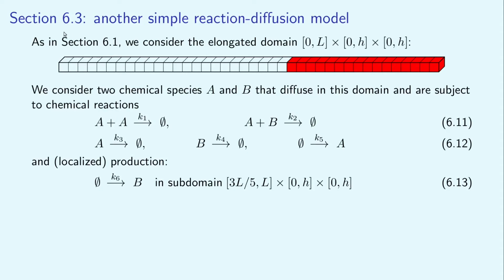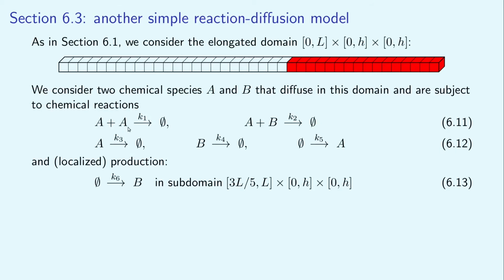In section 6.3, we consider a system of two chemical species called A and B, which diffuse in the same elongated domain as in our previous example. They are subject to 6 chemical reactions. 5 of these reactions happen in the whole domain. They include 2 second-order reactions.